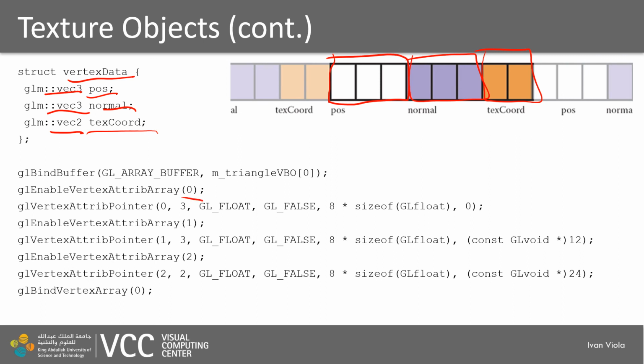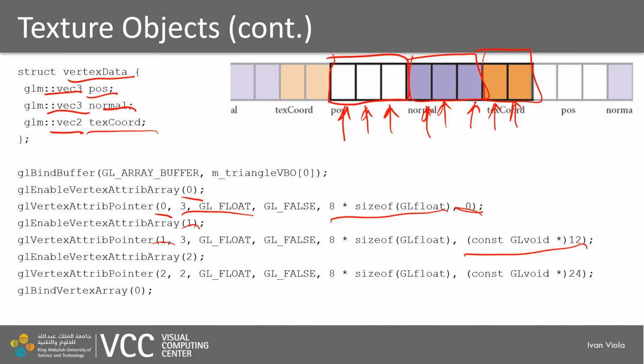So at location 0, we will be finding our positions with the offset 0. And here the stride will be 8 times size of float. This is one float, second float, third float, fourth float, fifth float, sixth float, seventh float, eighth float. So our stride is 8 floats, while the first 3 will be our position. For location 1, we will be storing our normal, and that will start with the offset of 12 bytes.